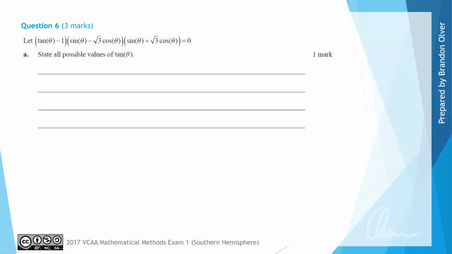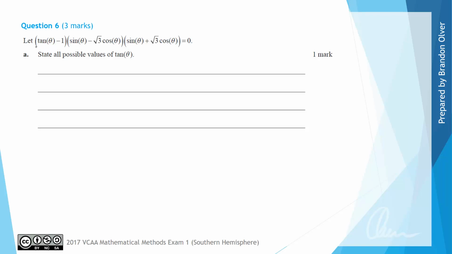So for question 6 we have: let (tan theta minus 1) multiplied by (sine theta minus root 3 cos theta) multiplied by (sine theta plus root 3 cos theta) equals 0. And for part A, we're asked to state all possible values of tan theta. First of all, we can see that the null factor law would apply to this equation, as it's three things all multiplied together equaling 0.